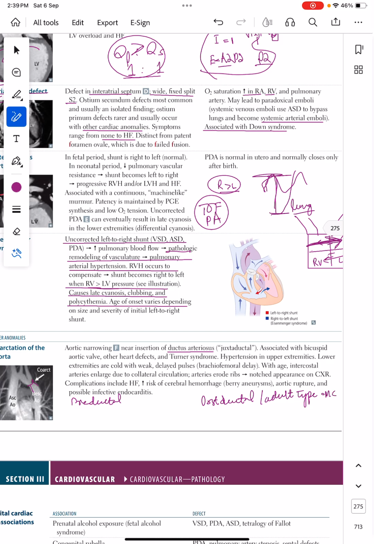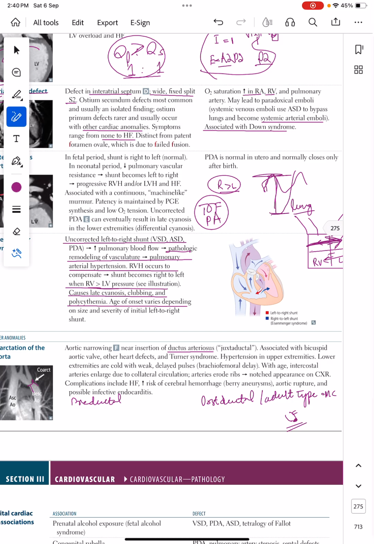In the postductal type, the coarctation of the aorta occurs after the ductus arteriosus. So in this type of disease, the ductus does not supply the lower extremities. The collaterals develop, and in the lower extremity there is lower blood pressure, and due to that renin release happens and there are weak pulses. In the upper extremity there is hypertension and high BP. So this is also one of the conditions that cause secondary hypertension.